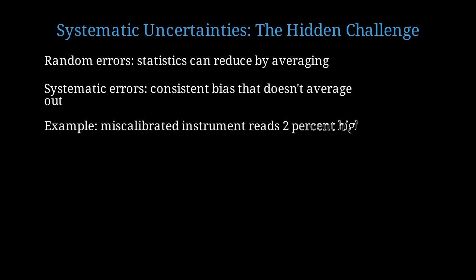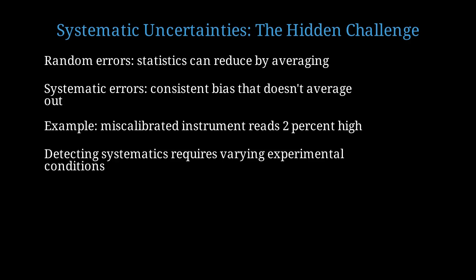For example, if your force sensor is miscalibrated and consistently reads 2% too high, averaging won't help. Every measurement will be biased. Detecting systematic errors requires varying your experimental conditions, using different instruments, or comparing different measurement techniques.